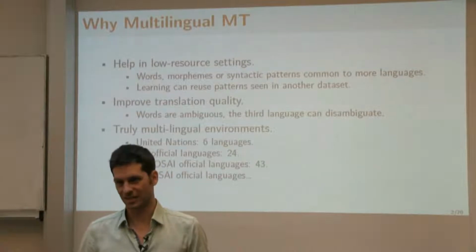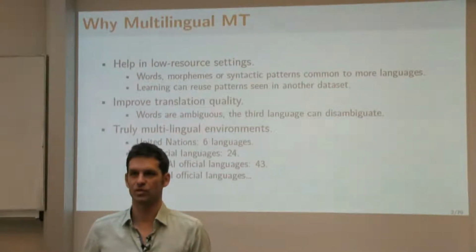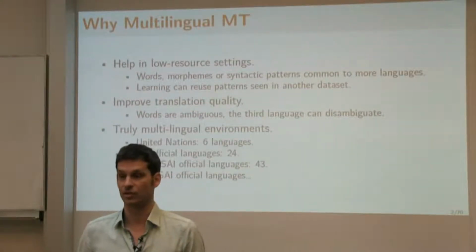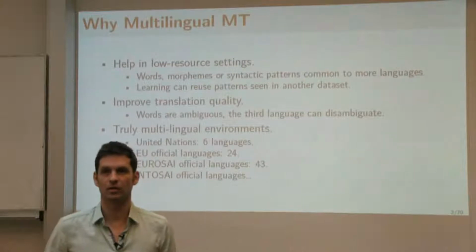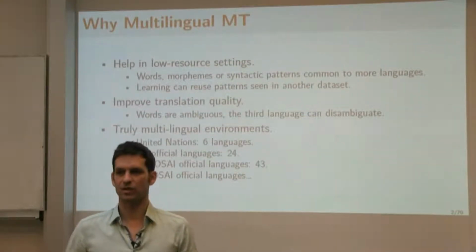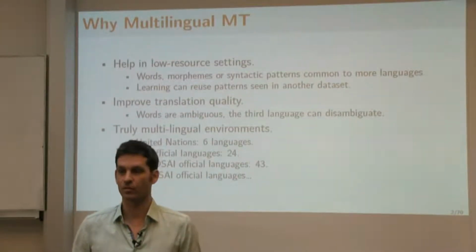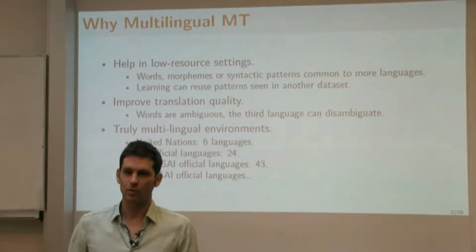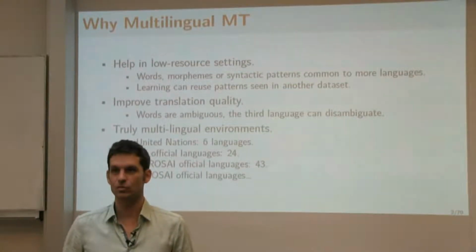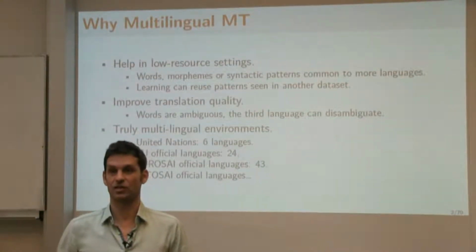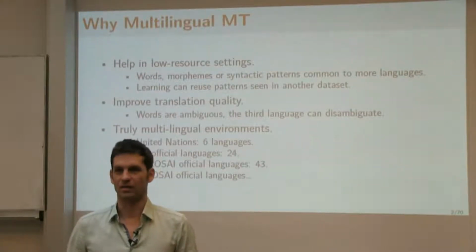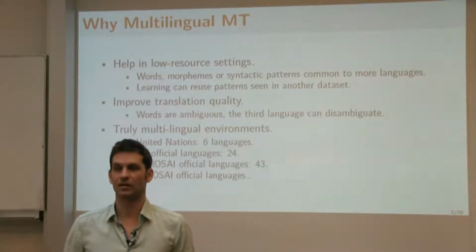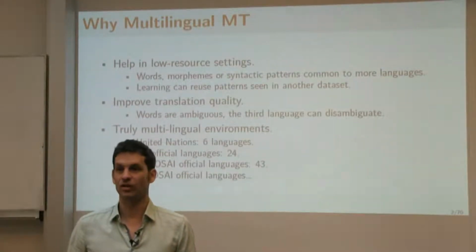So that is the second motivation, improving translation quality if your text comes in multiple languages and you are adding further languages. And then there are many truly multilingual environments. The United Nations has 6 official languages. The European Union has 24 official languages. We are working on a project for the Supreme Audit Institutions, and they have this international group called Euroside, and the members of Euroside, the countries and other bodies, in total have 43 official languages.